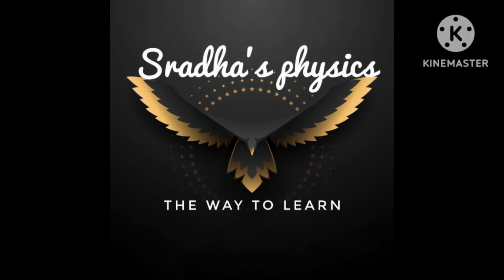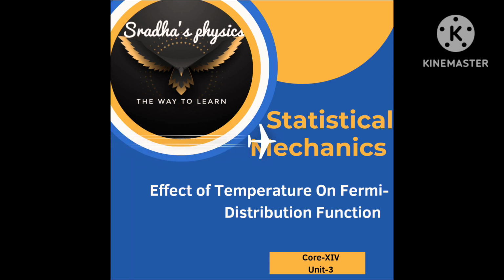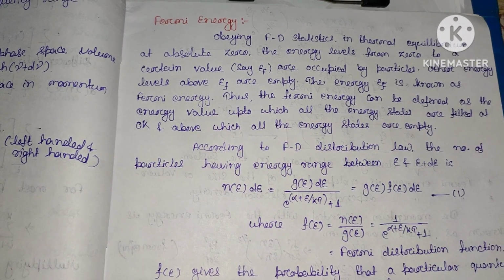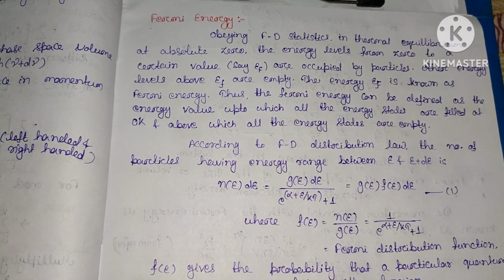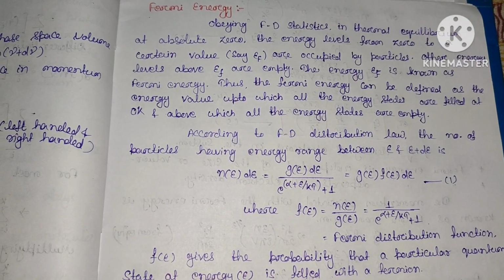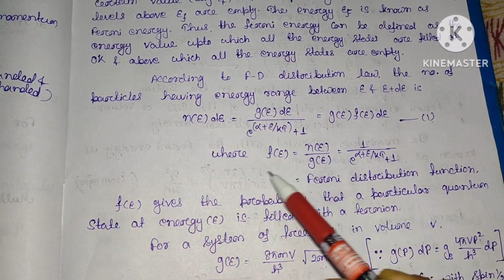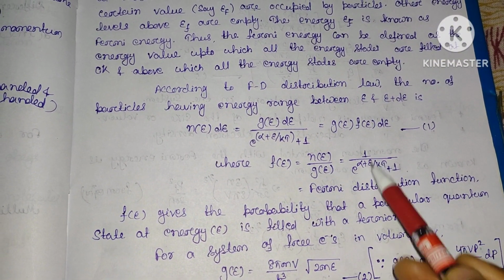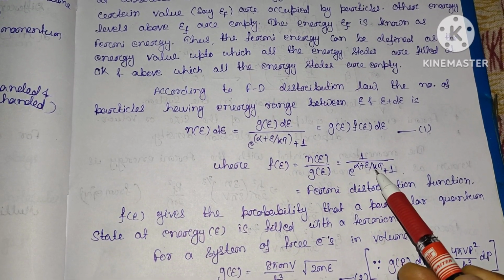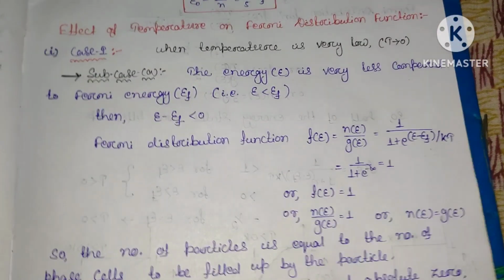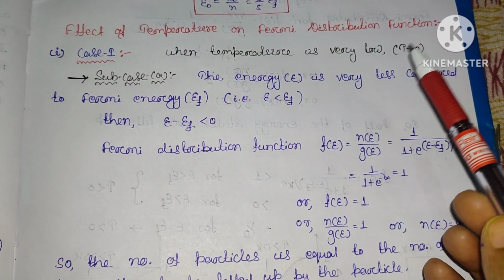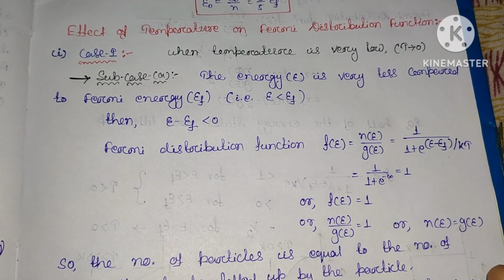This video is based on statistical mechanics for the core 14. Last class we have seen what is Fermi energy and the expression for the Fermi energy. We have discussed that the Fermi distribution function is 1 by exponential alpha plus E by kT plus 1. So today we will see what will be the effect of the temperature on this Fermi distribution function.